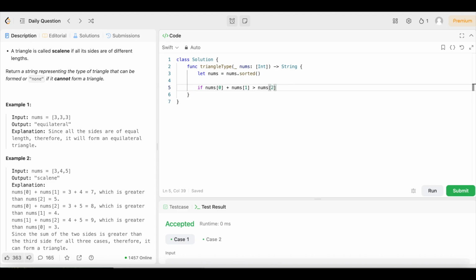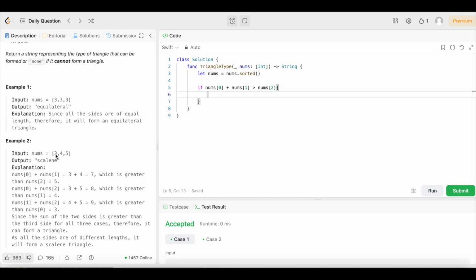In this case, we're just checking if the two smaller elements, when we add them together, are greater than the larger element. Because the two smaller sides, when added together, have to be greater than the larger side. Since we sorted, nums[2] will always be the larger side, and nums[0] and nums[1] will be the smaller sides. Then we need to check if all three sides are equal. That means we have an equilateral triangle.